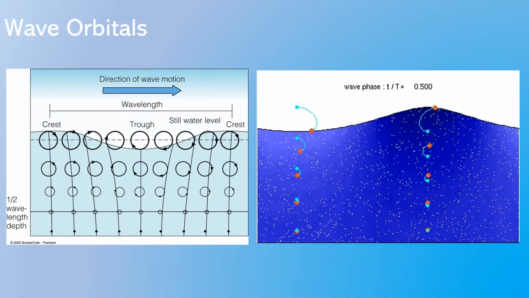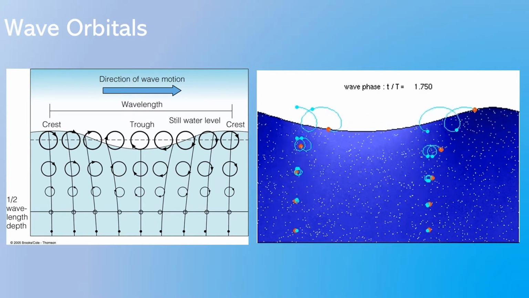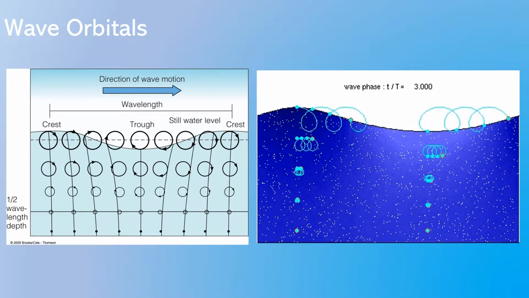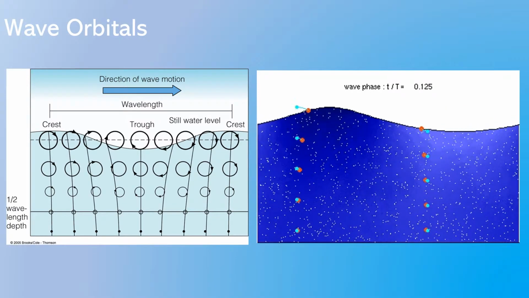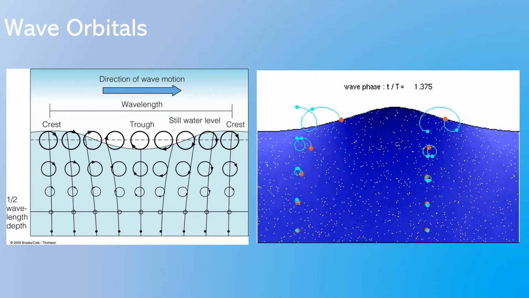Water particles do not move in a wave pattern. Instead, they make circular motions known as orbitals. At the crest, the particle moves up and forward with the wave. At the trough, the particles move down and backwards, away from the wave direction.